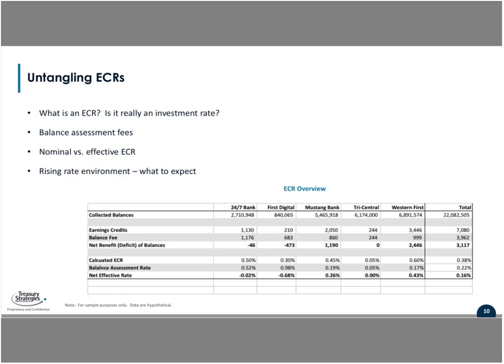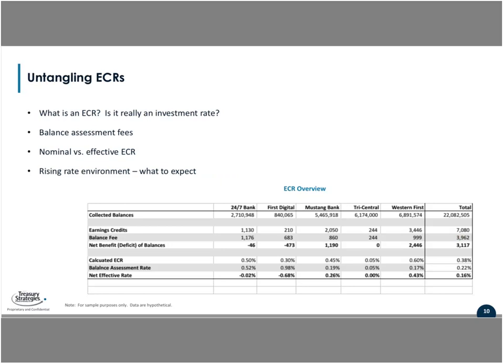Earnings credit rates is a fee offset that your banks provide against collected balances, but your banks also charge an assessment fee against ledger balances, and it's important to look at the two of them together. And what we see in the report at the bottom here, the ECR overview, shows the earnings credits across each of the banks and the balance fees across each of the banks. And at the bottom, we turn those into rates. And this is really where the rubber meets the road.